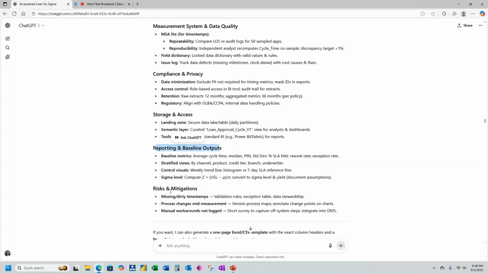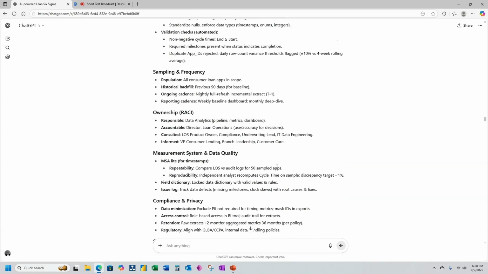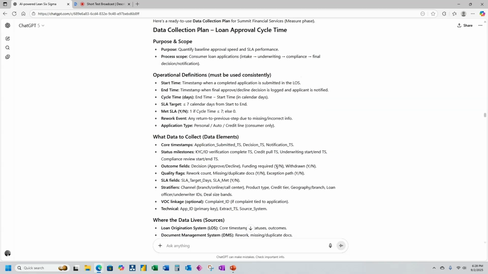We have our risk and mitigations, right? Missing and dirty timestamps, validation rules, exception table, data stewardship, process changes mid-measurement, etc. here. And these are all things that are drafted here, right? And you would go through it and you would validate it, right? Because you want to review what's being output here. But this thing gives you quite a start here, right? You have your entire data collection plan drafted from start to finish.